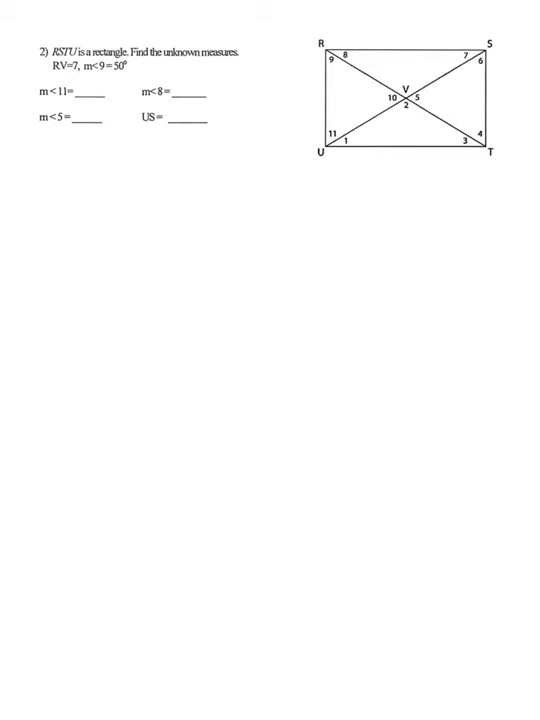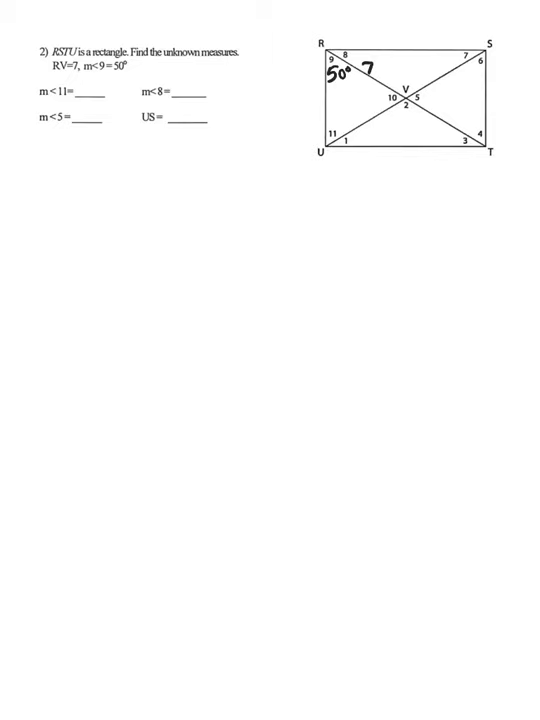Number 2, we're dealing with a rectangle, so we need to keep the rules of rectangles in mind. We're given that RV is 7 and that angle 9 is 50 degrees. On rectangles, the diagonals are going to bisect each other, and they're also congruent to one another.